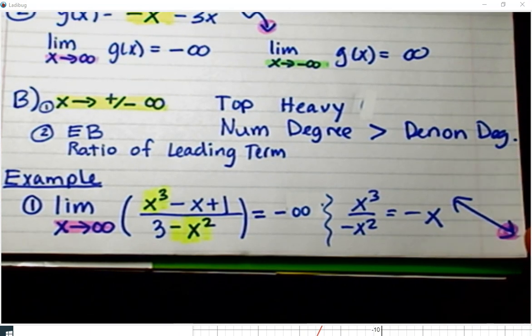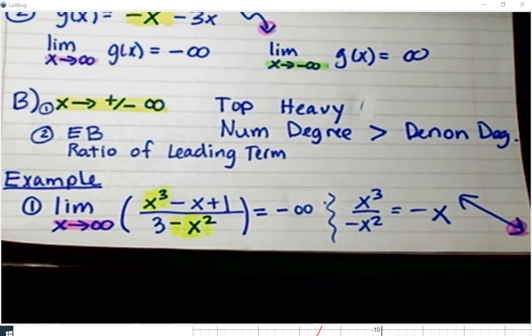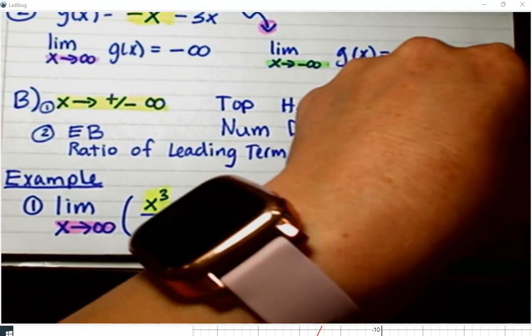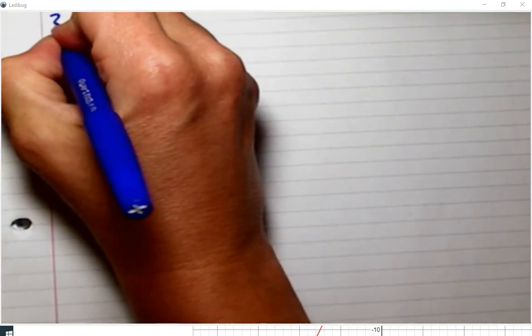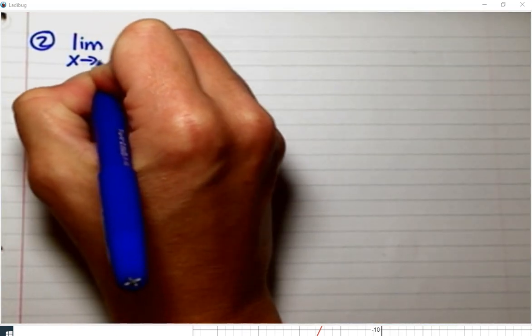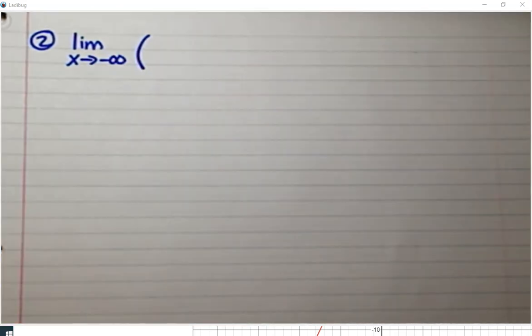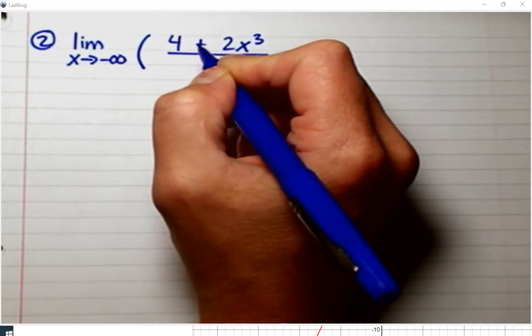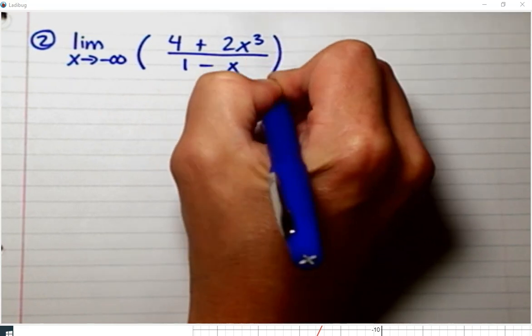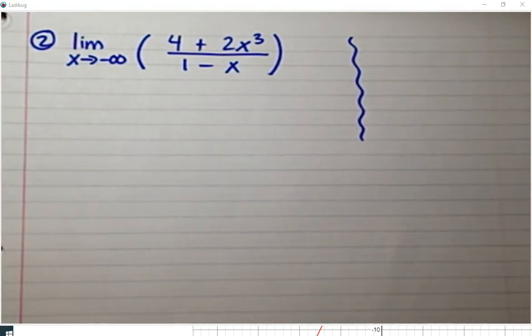Okay, we ready? I'm just going to do maybe one more example here. Example 2. The limit as x approaches negative infinity of 4 plus 2x cubed over 1 minus x. Okay, scratch work.